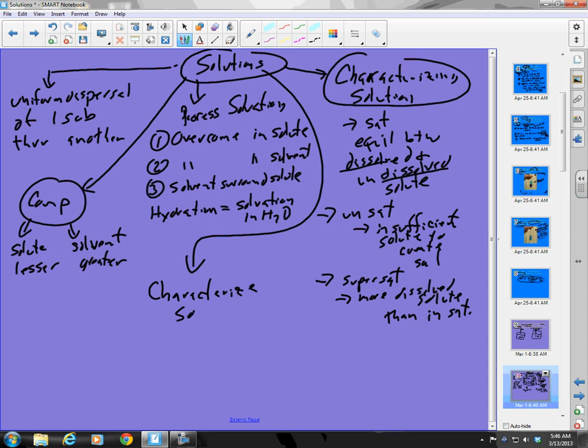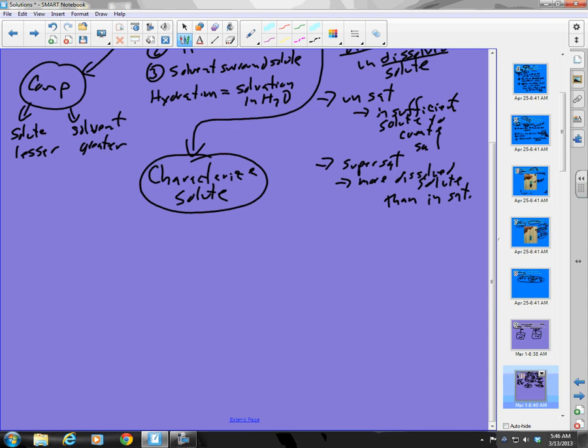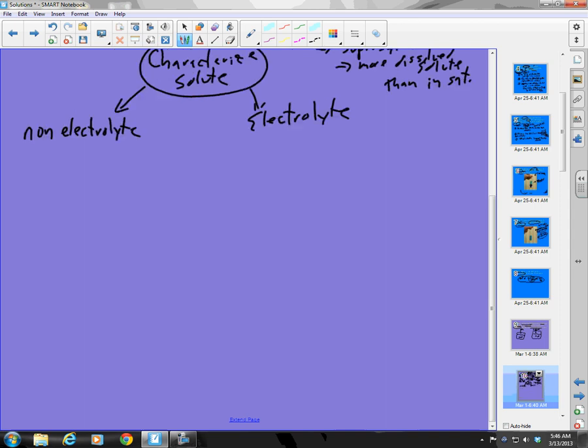our solutes. Okay, so we've characterized our solution. Now we want to characterize our solutes. And we want to characterize the solutes into two types. We want to have non-electrolytes and electrolytes. Good. Now, remember, we're characterizing solutes.